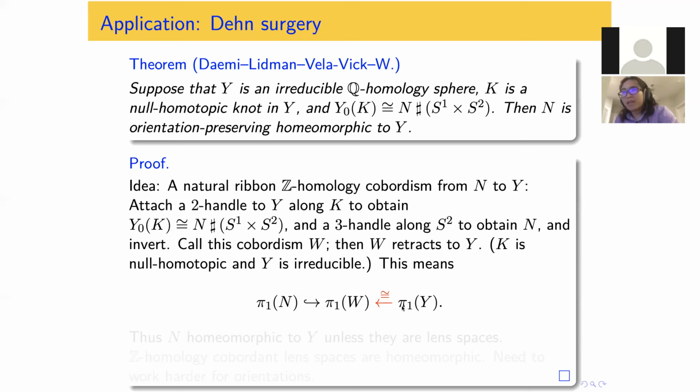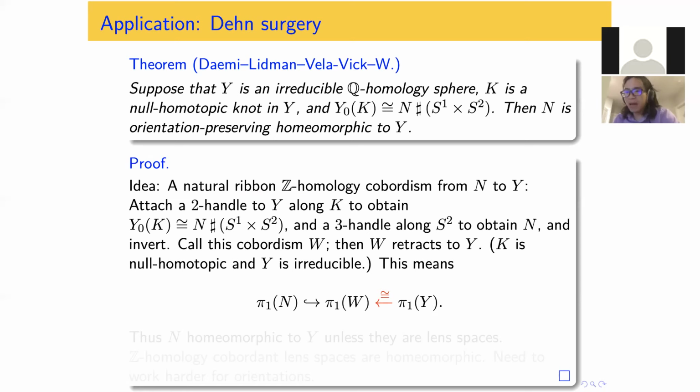you can look at H lower 3, the third homology groups of these manifolds, and recall that this is a Z homology cobordism. So they are all isomorphic. So that map that I just mentioned actually sends the fundamental class of N to the fundamental class of Y, which means that it is a degree 1 map.